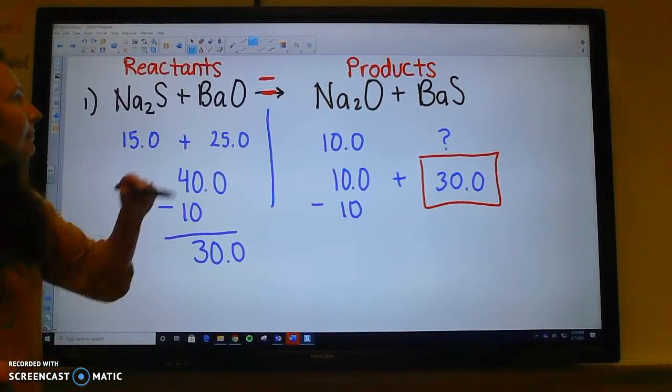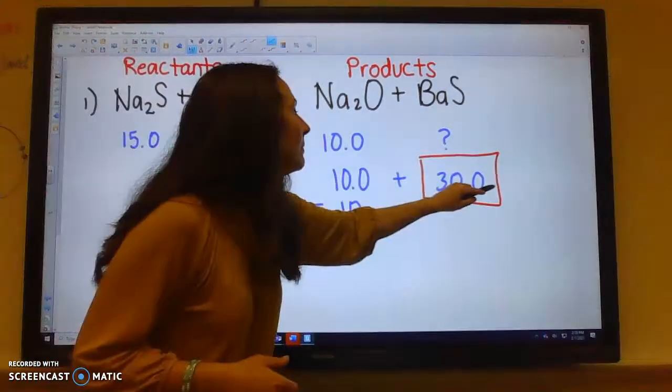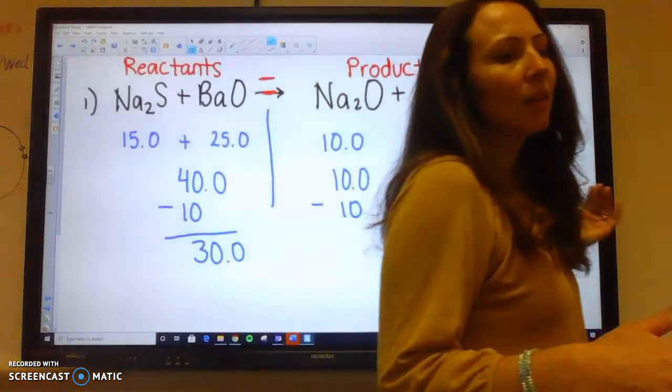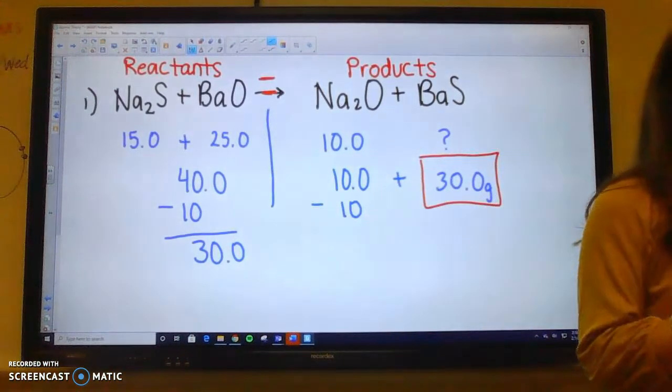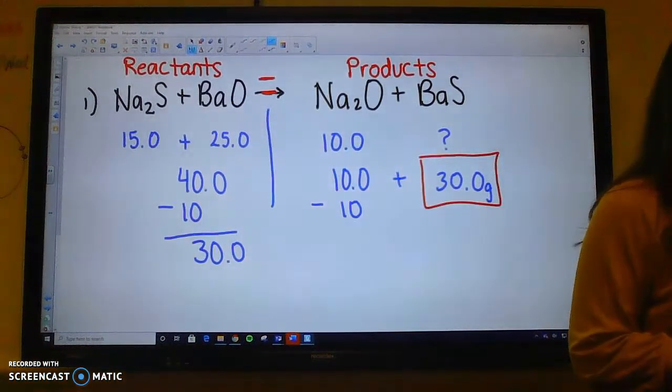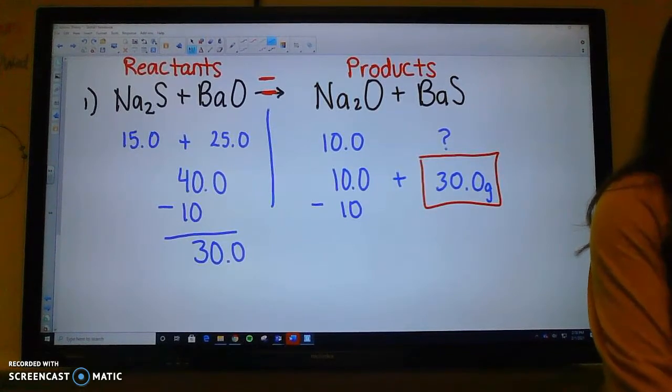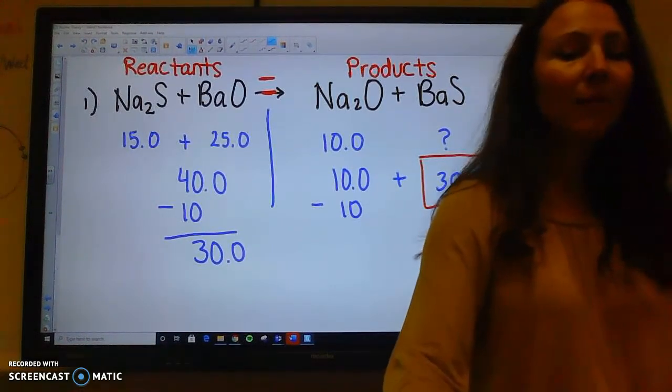So 30 would be our missing mass. So this is our missing mass. And I think you had to write that not where the question mark is, but where it says missing mass and then your blank. Yeah. So I think you can do the other four without any assistance. And then we've got the back to work on.